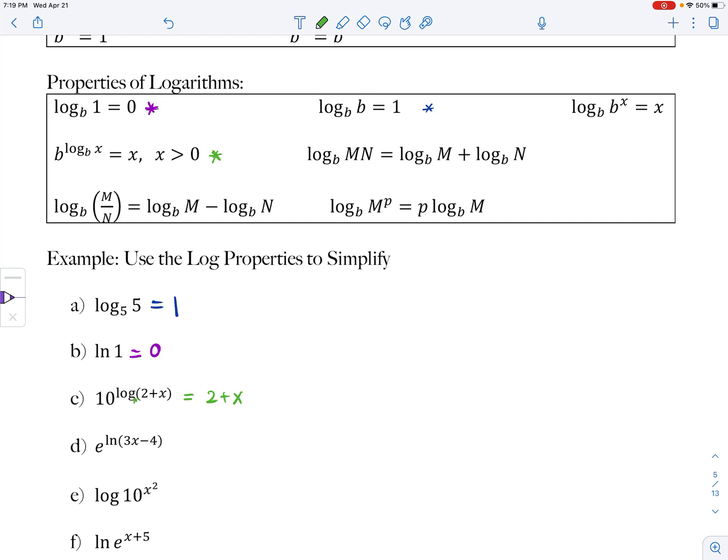So if that base is the same, think about rewriting in its equivalent logarithmic form, right? That would be the log base 10 of 2 plus x equals log of 2 plus x. So if those bases match, then you're able to get rid of the log and the base, and it'll just be equal to the argument of the logarithm that's in the exponent position, as long as that argument is greater than 0.